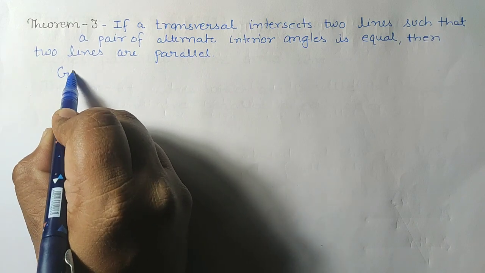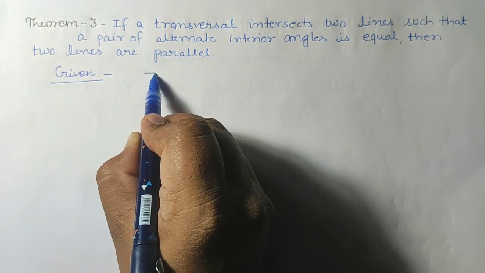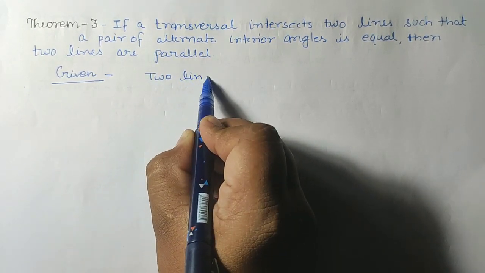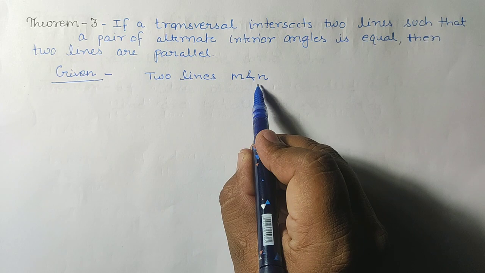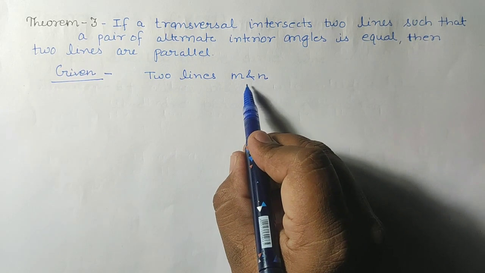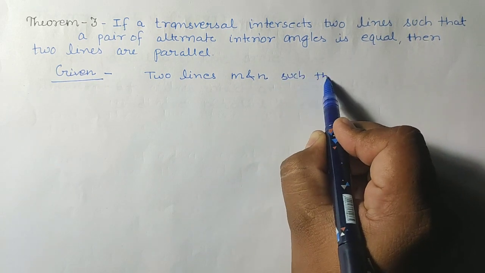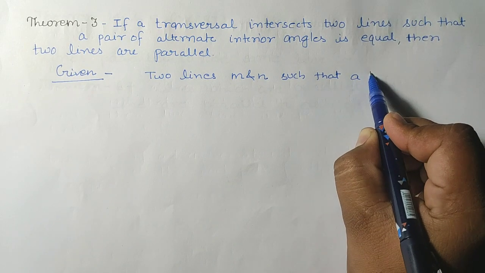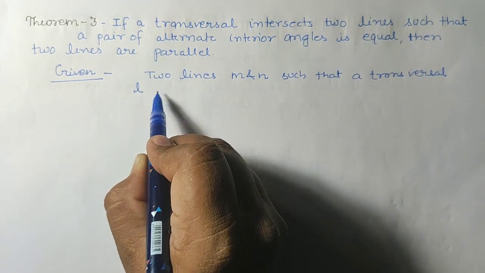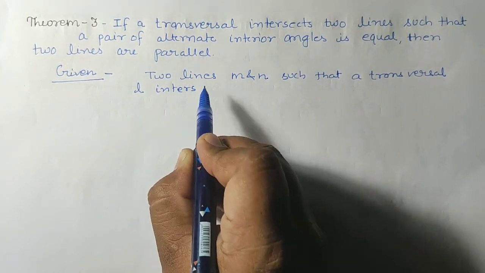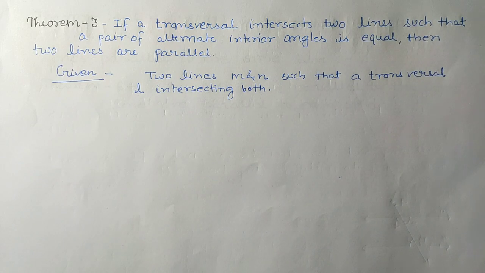Firstly we'll write the given part. What is given here? It is given that two lines M and N. This time we cannot say that these are parallel, we have to prove that the lines are parallel. Two lines M and N such that a transversal L is intersecting both lines.